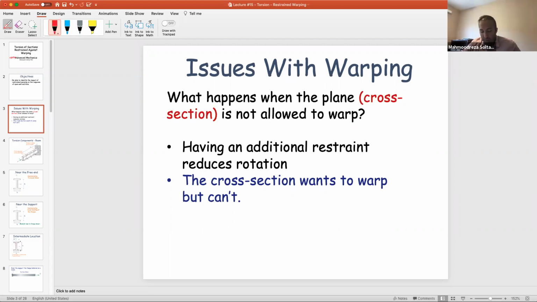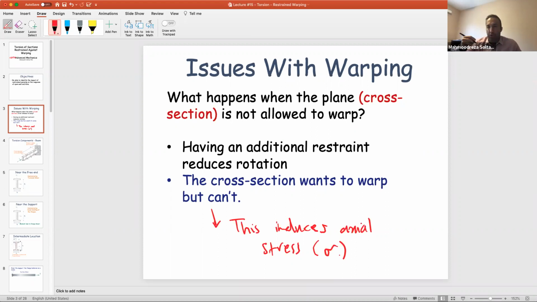The cross section wants to warp but cannot. It means if you're constraining the warping in one plane, your system cannot warp. So you're going to develop some stress as a result of restraining your system. So here, this induces axial stress, normal stress. We're going to talk about what the reason for that is. But as a result of the constraint against rotation, against twisting, against warping, you will be having some normal stresses applied at the locations that we're going to discuss here.